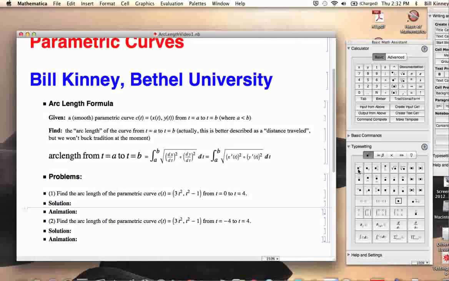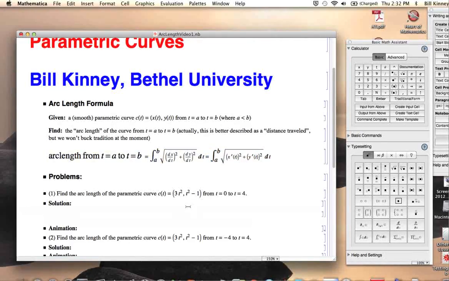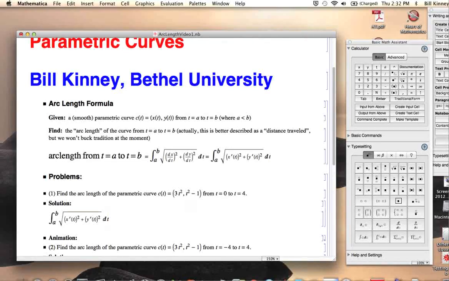So how are we going to do this calculation? Well, let me first just copy and paste this formula downward here. Alright, so there's the formula. And copy and paste again to save some time here. I'm going to go ahead and plug in the derivatives. The derivative of 3t squared, looking up here, is what I put here. That derivative is 6t. The derivative of y of t, which is t squared minus 1, is 2t. And a is 0 and b is 4. So this is the integral we have to do.